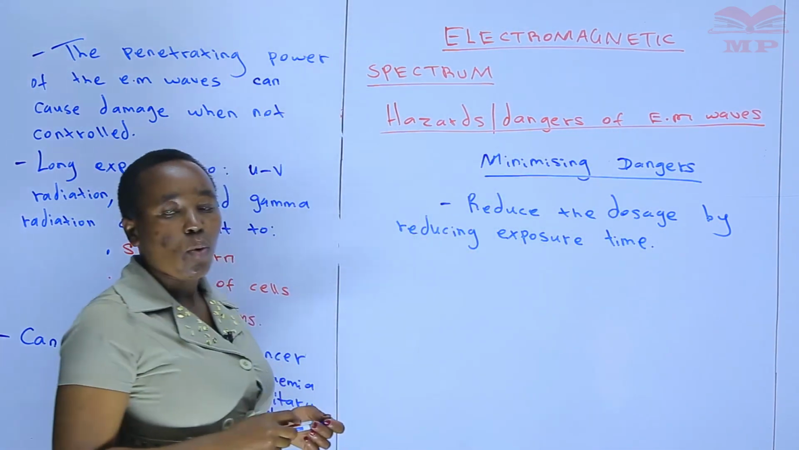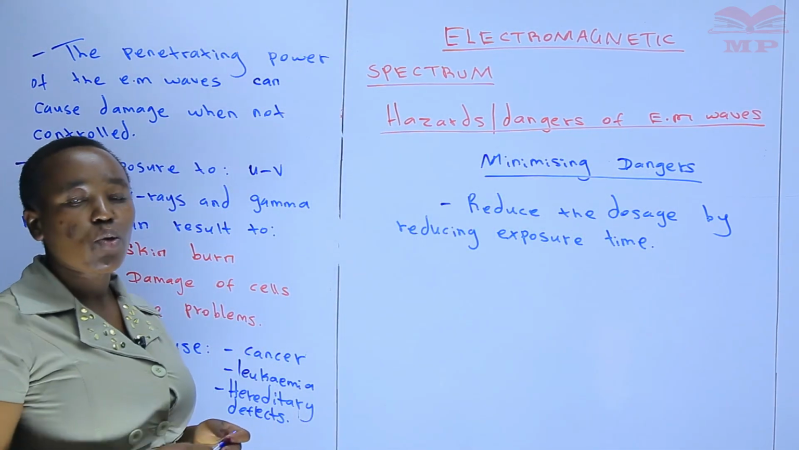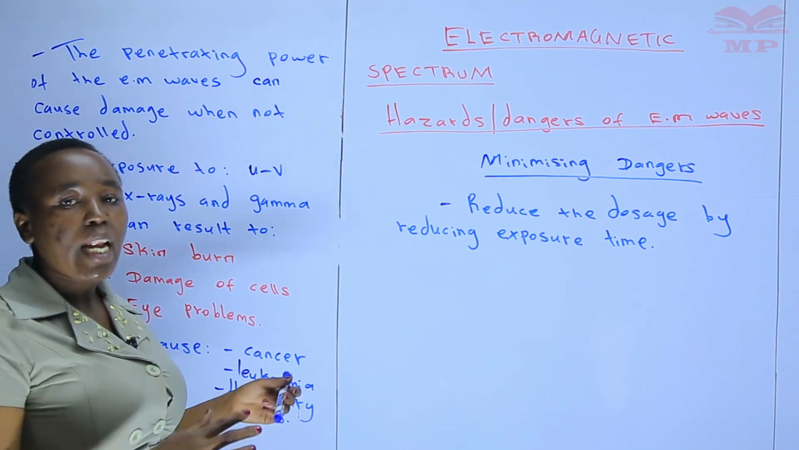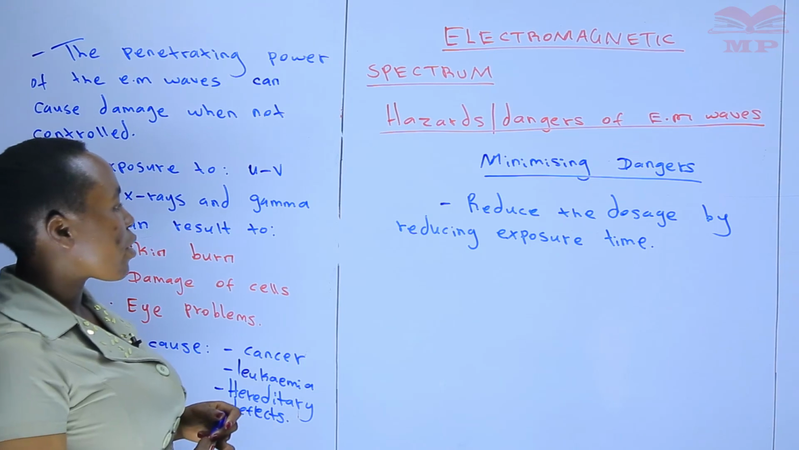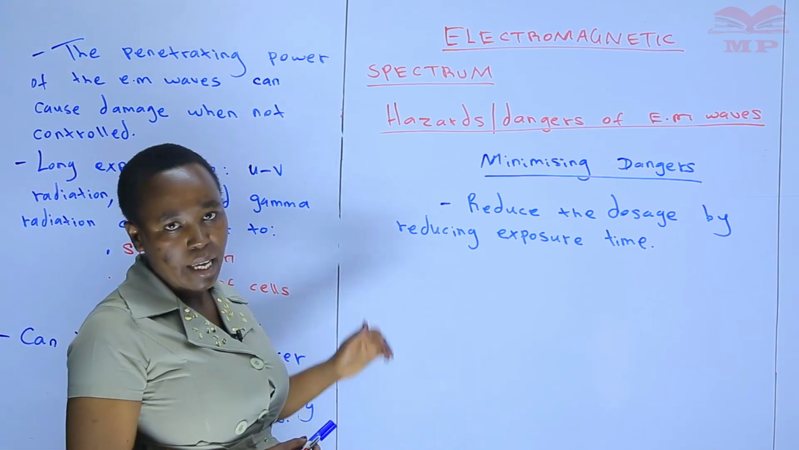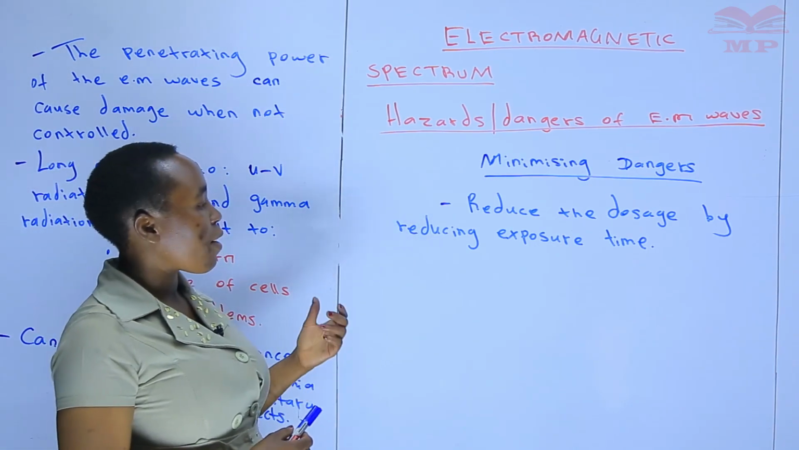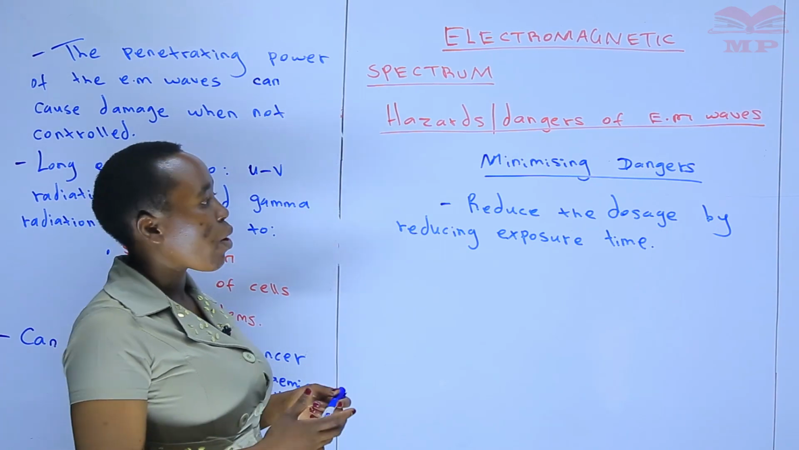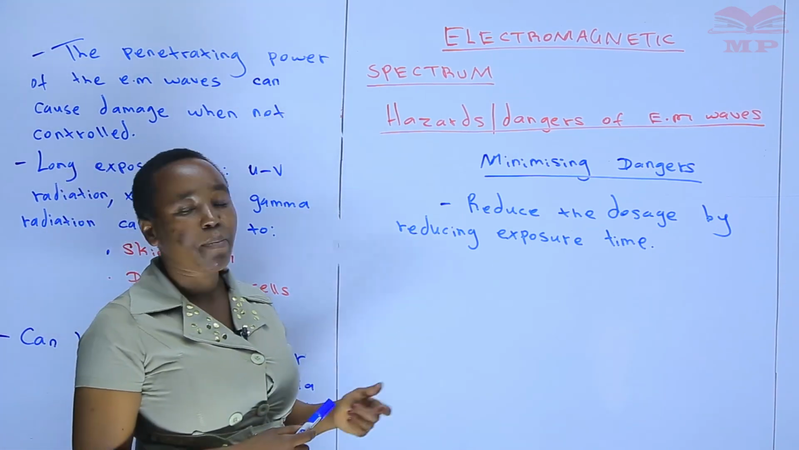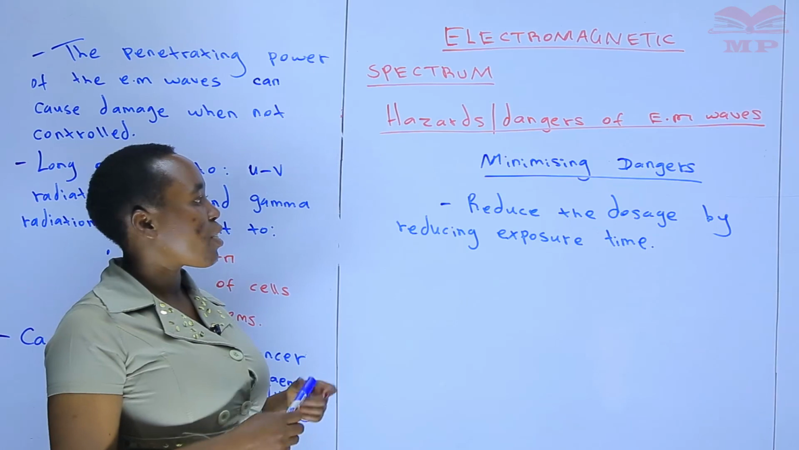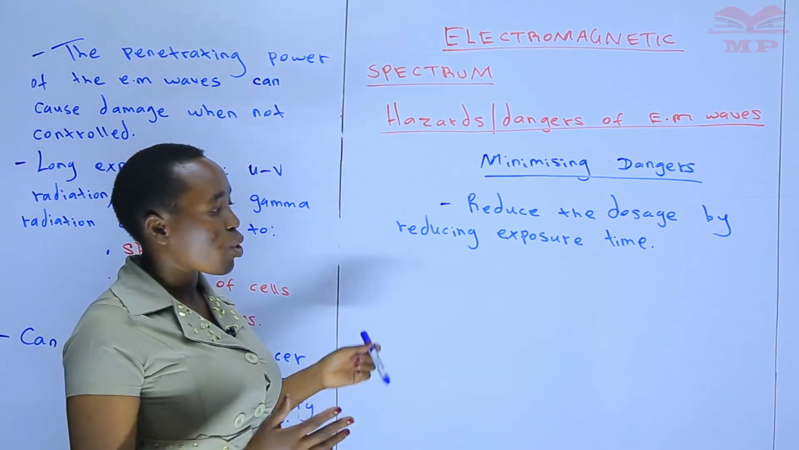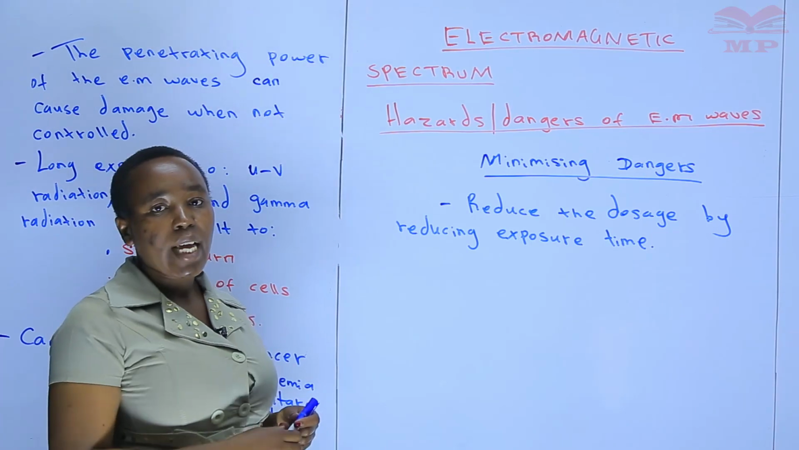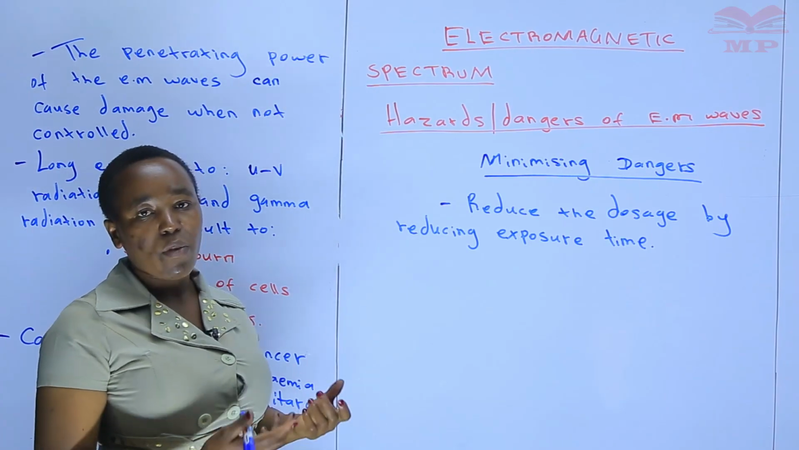And that's why it is always advisable not to undergo so many X-rays within a short period of time. So you reduce the dosage by reducing the exposure time, because we have seen that they are very dangerous. That's why when a person is being treated of cancer and is going through the chemos, those are radiations. Long exposure to those chemos can lead to destruction even of the skin.